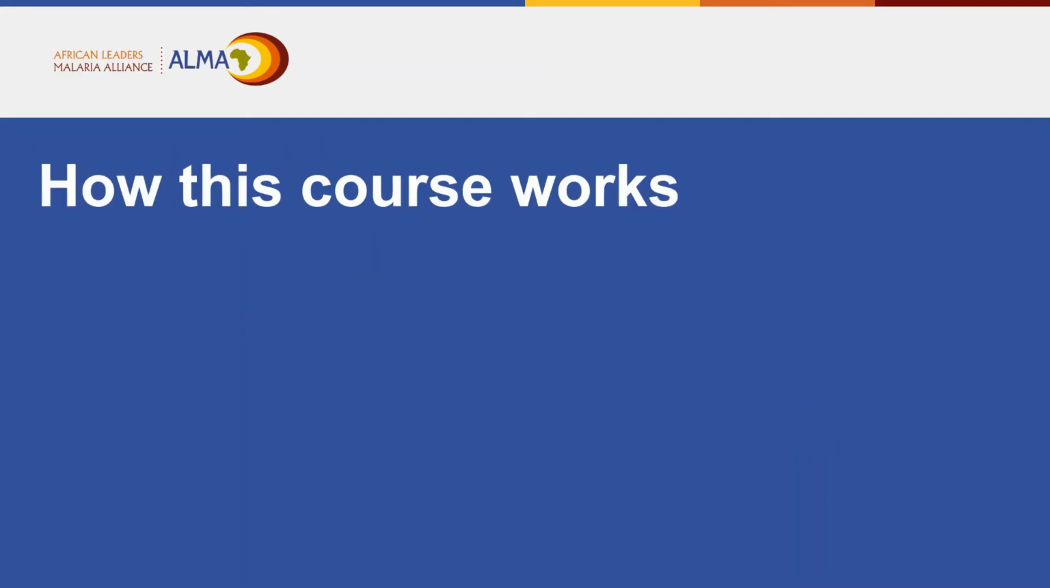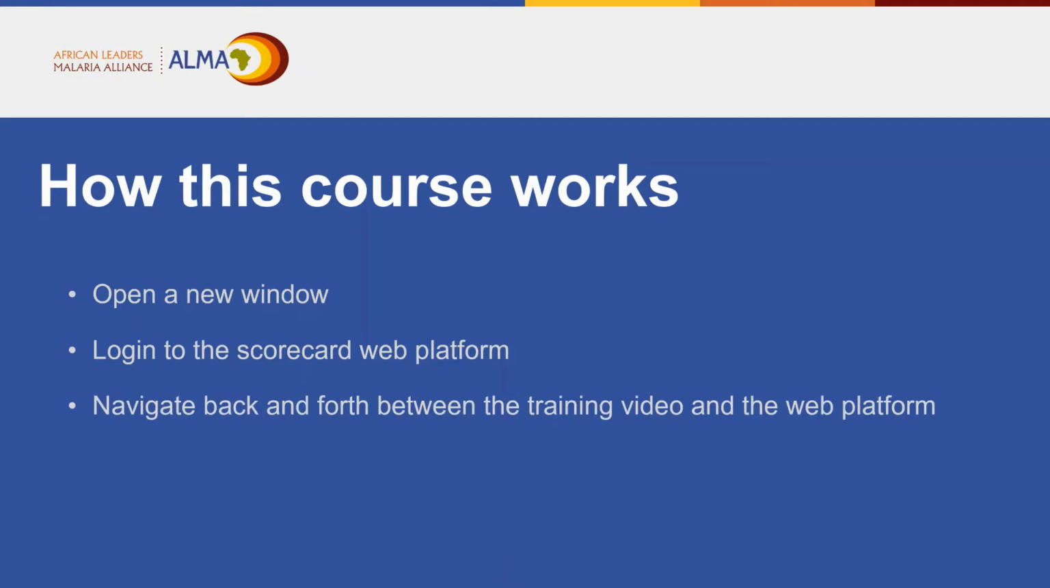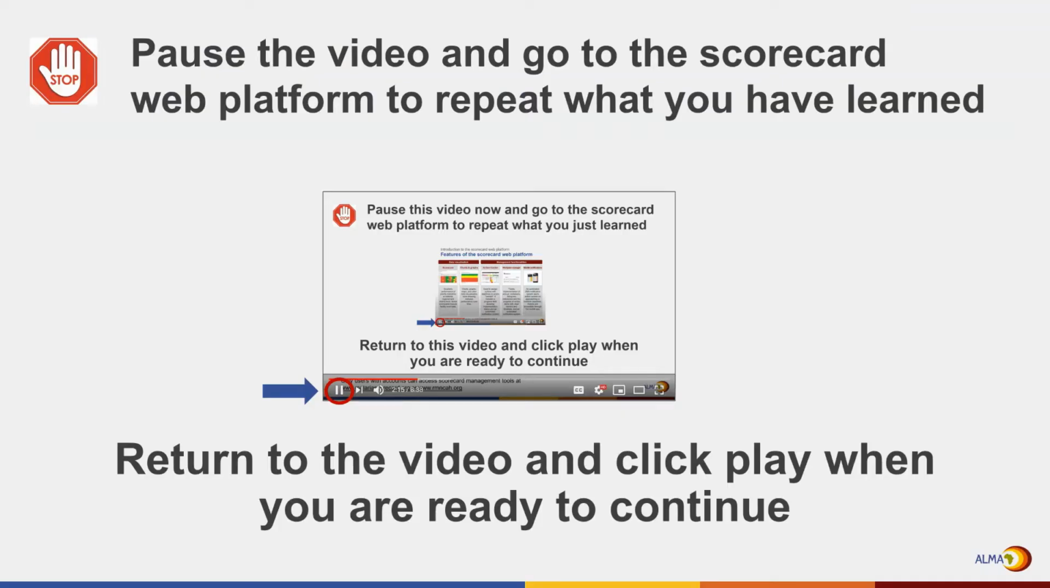How this course works. As in previous sessions, you will have to open a new window and log into the Scorecard web platform. You will be navigating back and forth between the training video and the web platform. When you see this screen, pause the video and go to the Scorecard web platform to repeat what you have learned. Return to the video and click play when you are ready to continue.